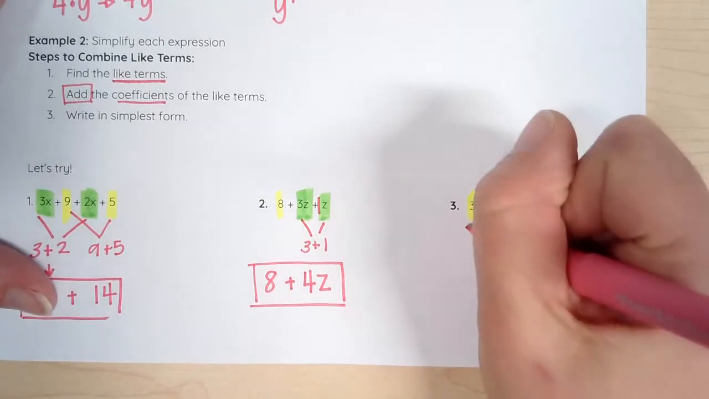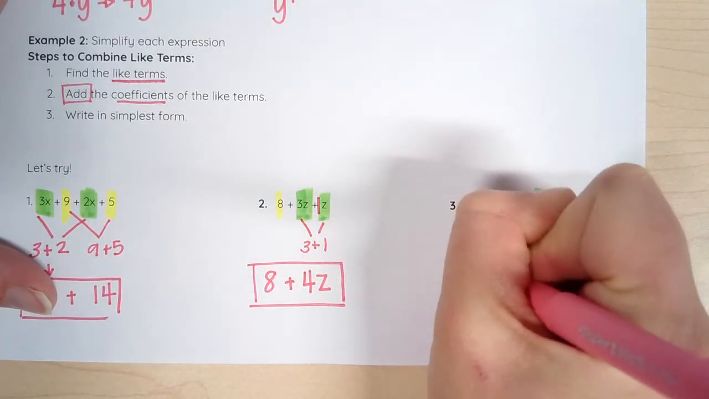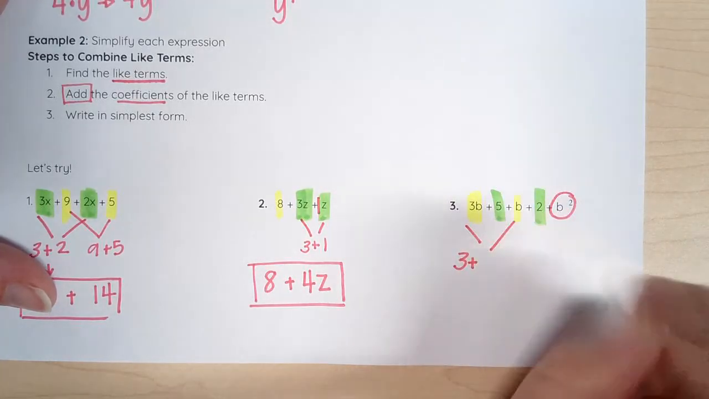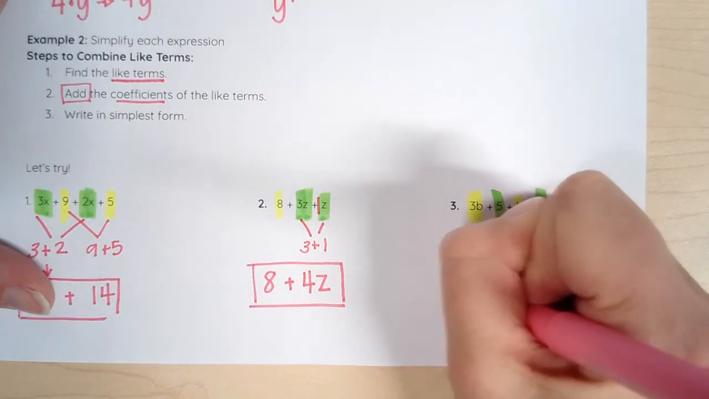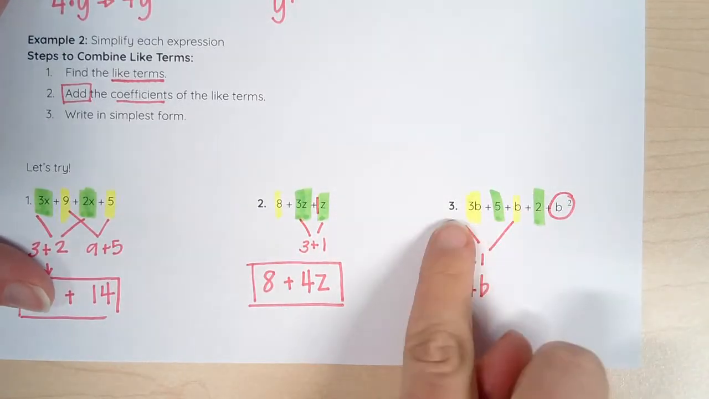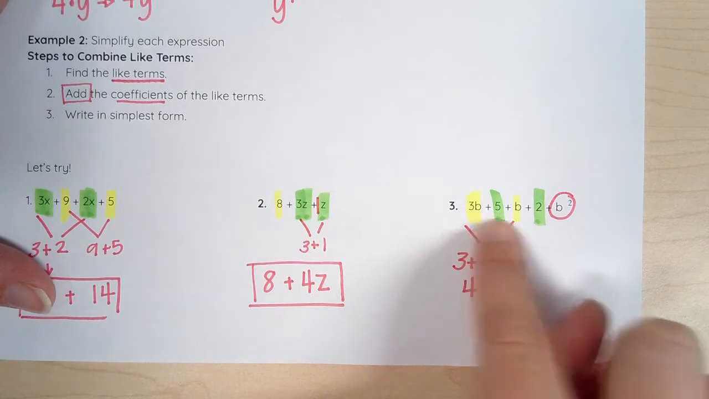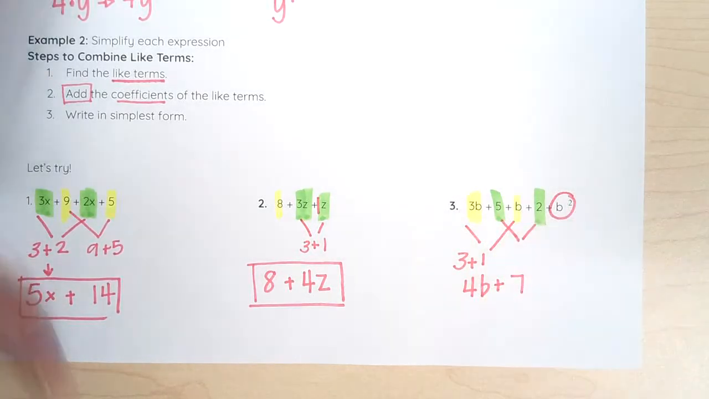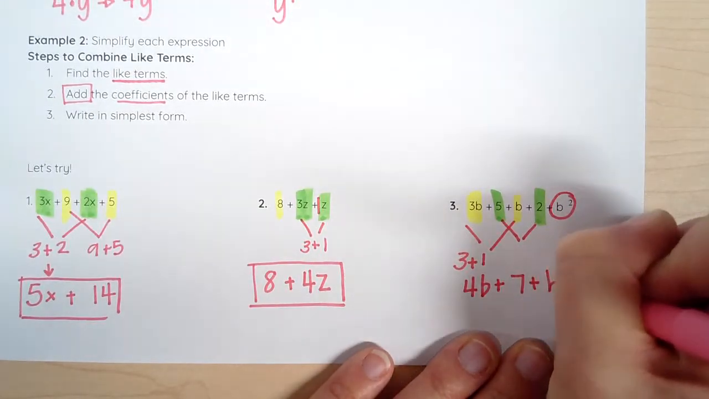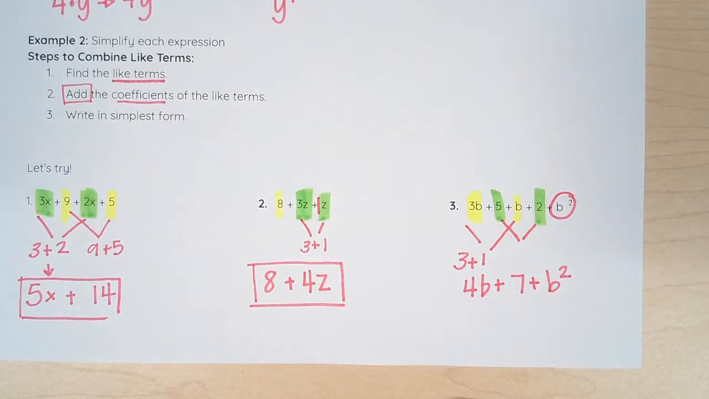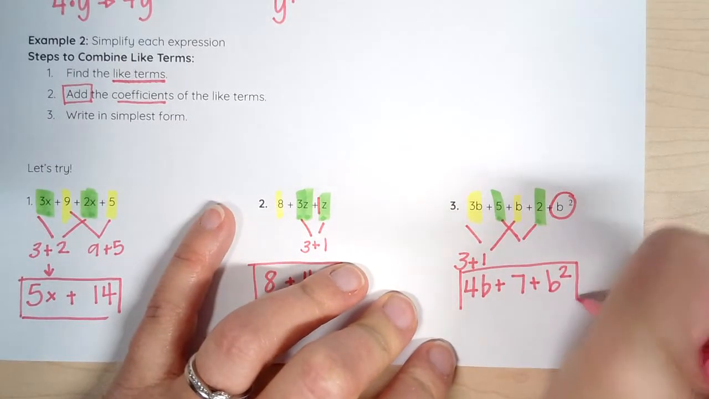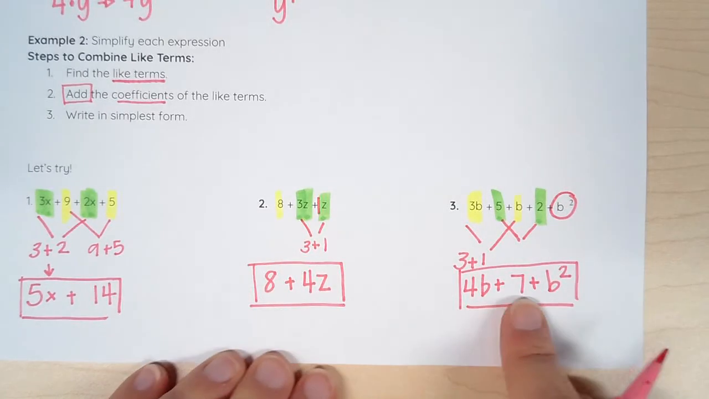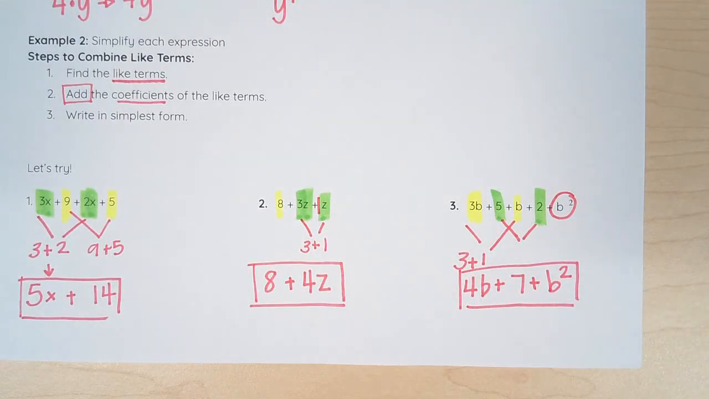Step 1, I have acknowledged all of my like terms. Step 2, add my coefficients. I've got 3 plus, don't forget that 1. 3 plus 1 is 4 b's. 3 b's plus 1 b is 4 b's. Now I can combine my 5 and my 2, which is 7, and then I can bring down that b squared. That is as simple as it will go. 4b plus 7 plus b squared. I cannot simplify any further, so I am done.